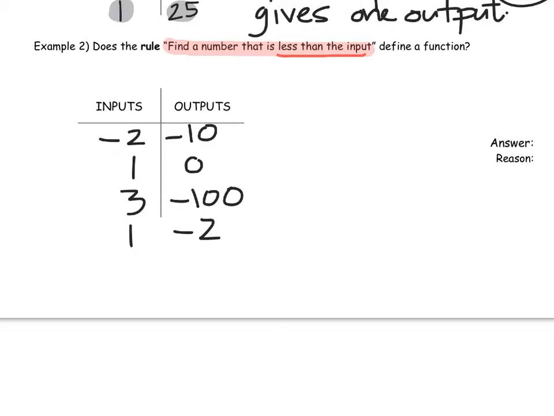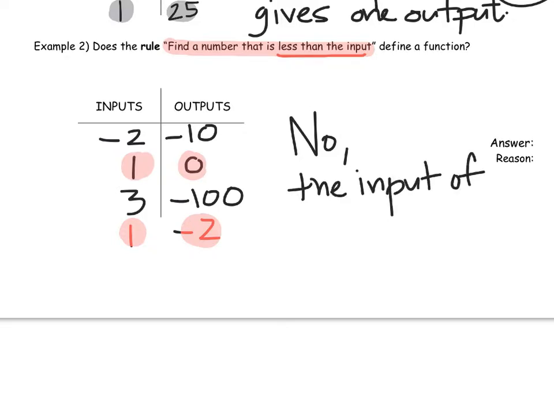This right here is an example of us breaking the rule. So this is not a function. I'm going to be really specific with my reason. The input of 1 gives multiple outputs.